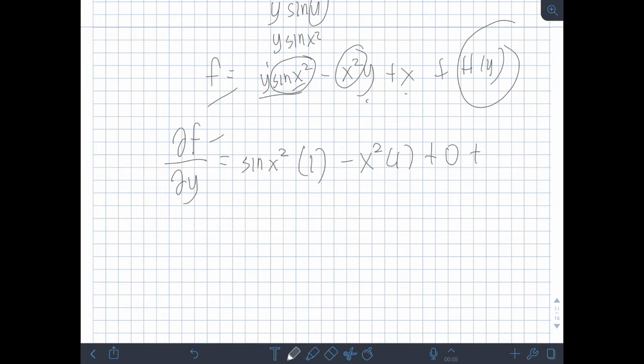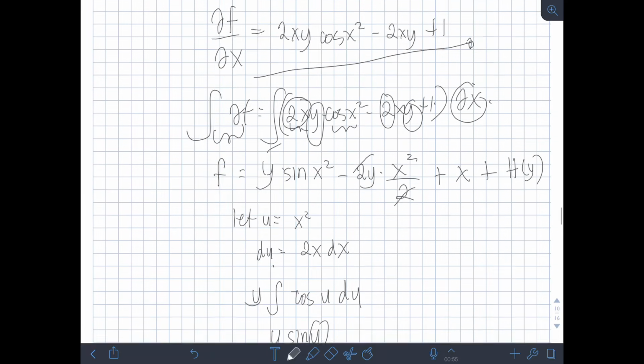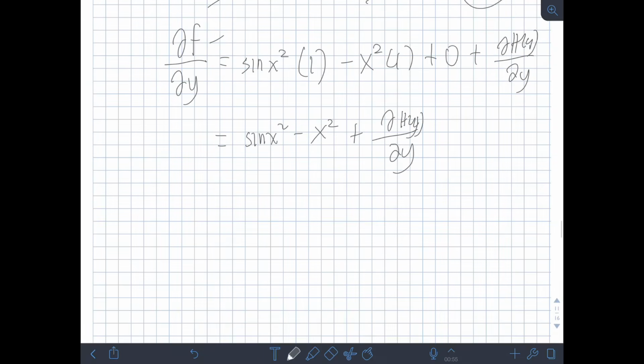Plus, derivative nitong h of y with respect to y is derivative of h of y with respect to y lang, as is lang muna. Okay, so simplify, we have sin x squared minus x squared plus derivative of h of y with respect to y. Tapos, di ba sabi ko, naka-equate siya sa n of x, y. Ano ba yung n of x, y natin? Itong sin x squared minus x squared. So, sin x squared minus x squared. Okay, so, makakancel ulit natin ng sin x squared tsaka negative x squared. Matitira ay 0 na lang dito.